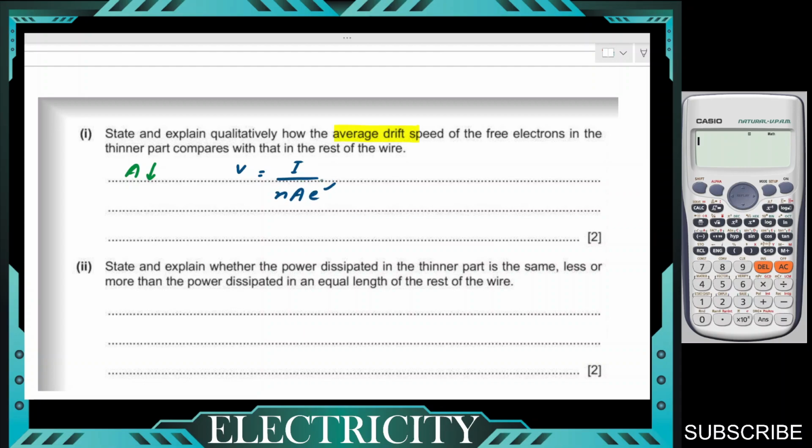E is constant because that's the charge of the electron. N is constant because it's the same wire, the same substance. So if I decrease the cross-sectional area, if I decrease this value over here, the drift speed would increase.